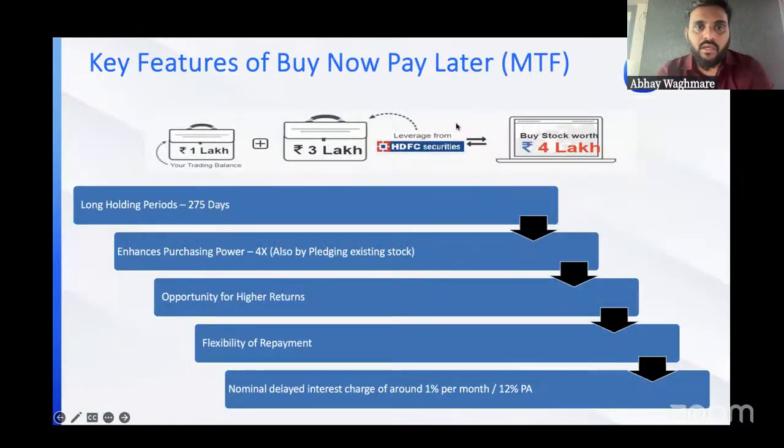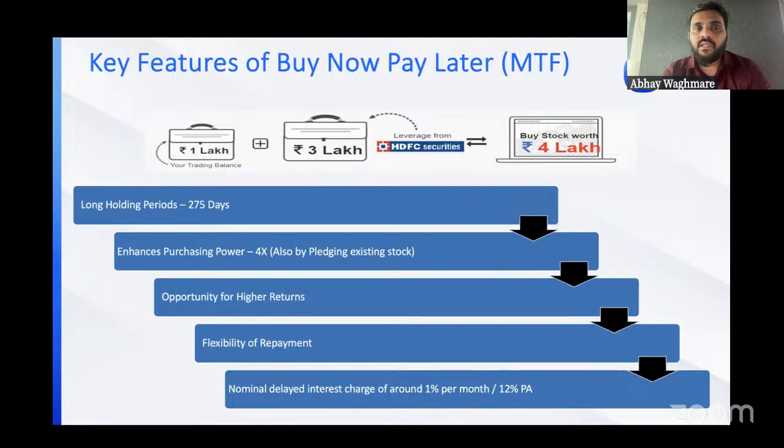Now let's talk about the key features of buy now pay later. What exactly is MTF? Let's take an example. You want to purchase 4 MRF stocks. MRF is trading at 1 lakh rupees. Now you want to purchase 4 MRF stocks, but you only have 1 lakh rupees. Logically, if you have 1 lakh, you cannot buy stocks worth 4 lakhs. But with the help of MTF, it is possible.